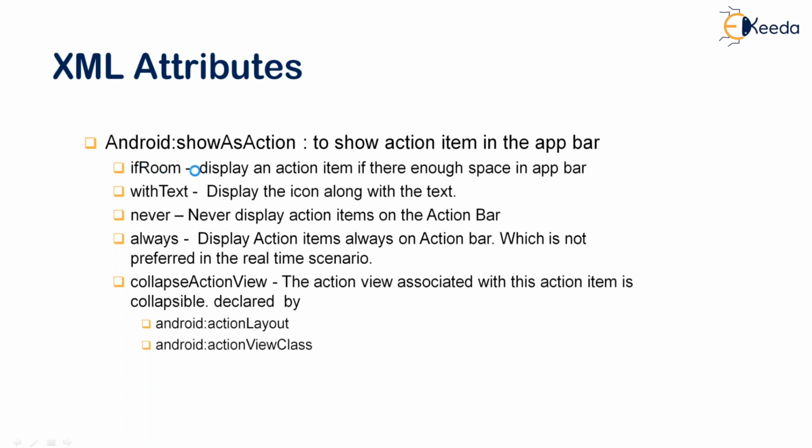Okay, so max preference is if room means if the space is available, it will take. Let us suppose you have 5 to 6 action buttons, but the room is available only for 2, then it will show 2 action buttons. If your size of the screen is more, then it may give a provision for 3 action buttons. So that is how we should not take anything like never or always, such kind of thing.